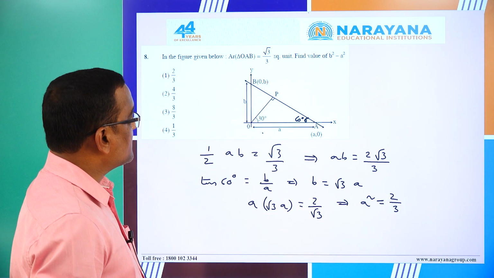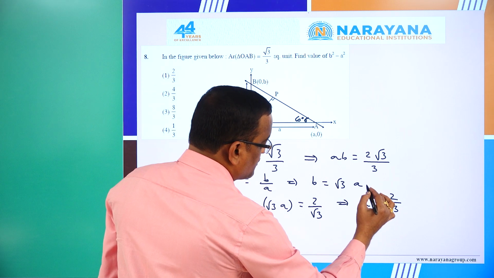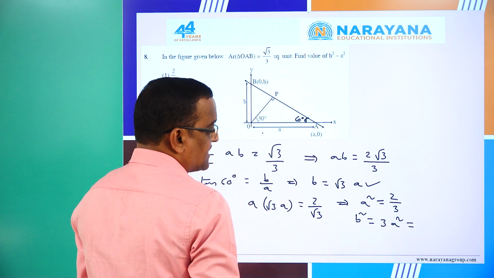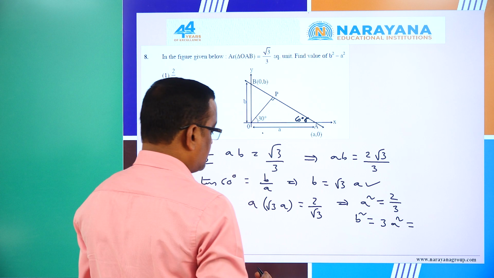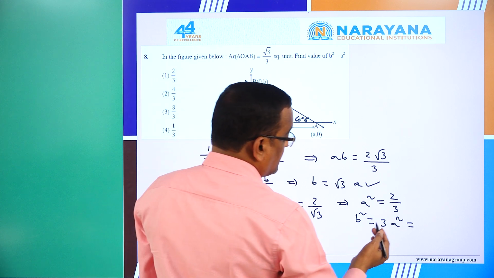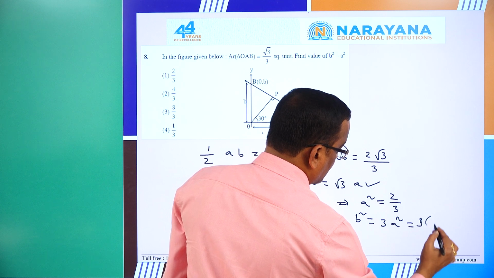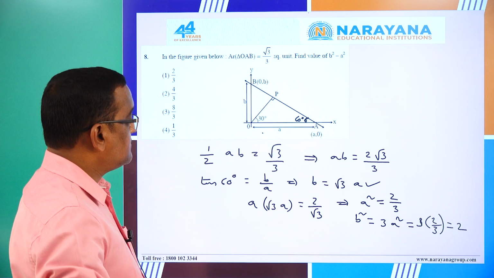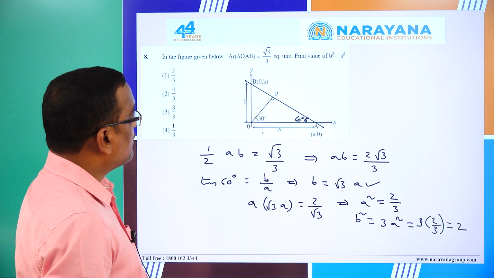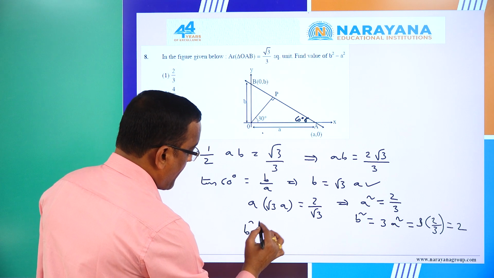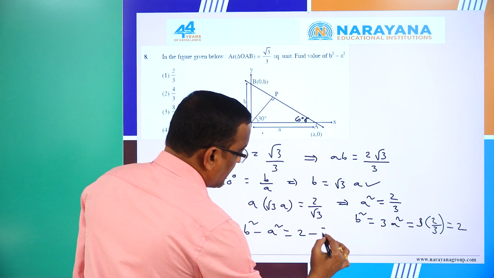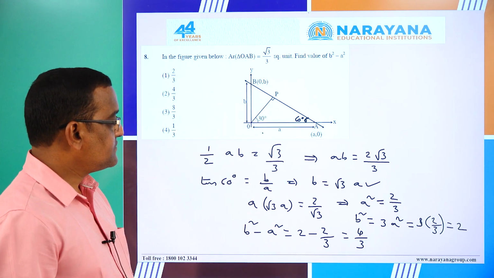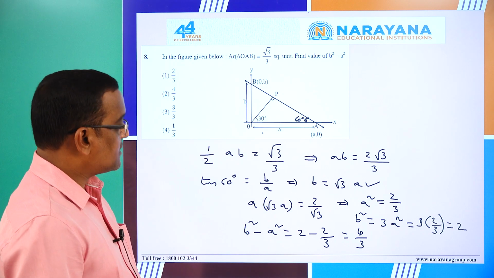a square is equal to 2 by 3. And b square, substituting here, b square is 3 a square, that is 3 into 2 by 3, that is 2. Now, b square minus a square, 2 minus 2 by 3, that is 4 by 3. This is the value of b square minus a square.